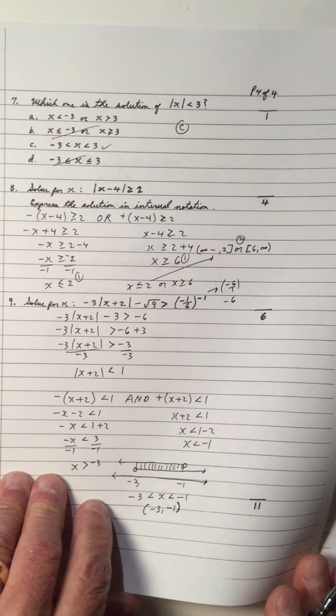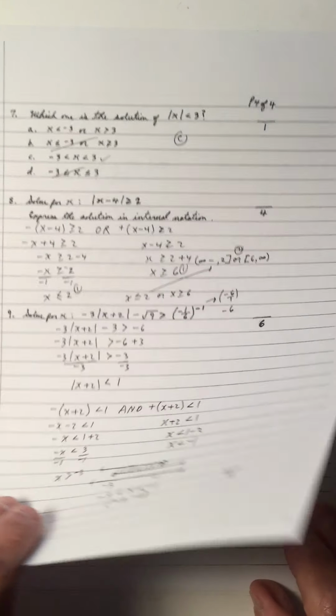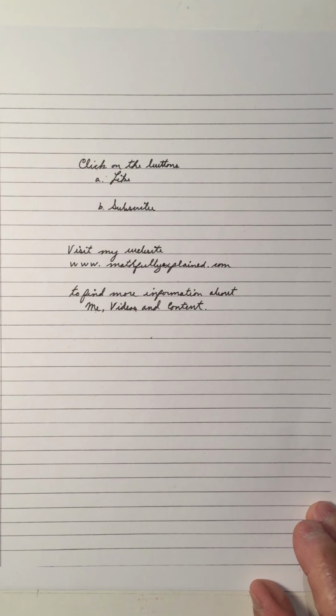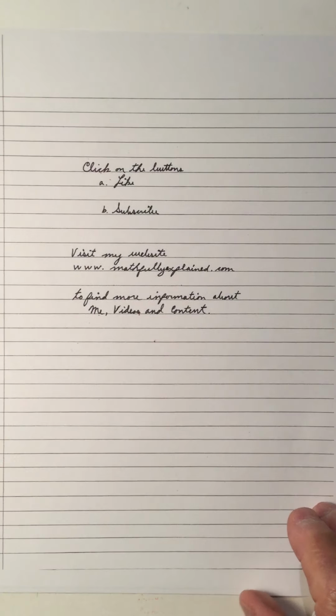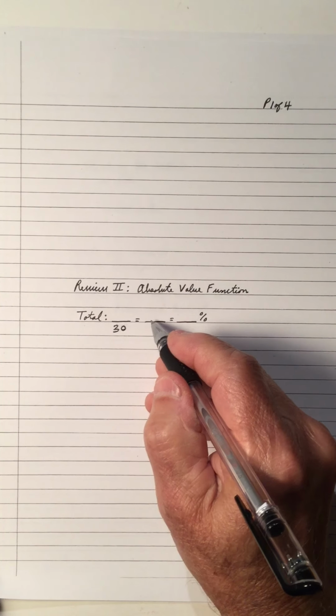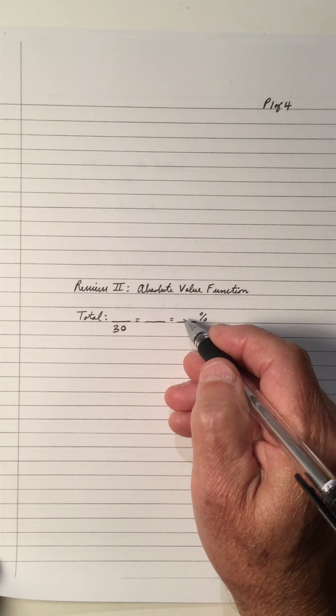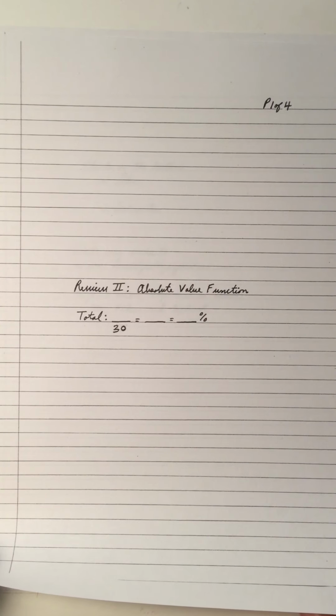And that's 11 points. Add up your score, mark it out of 11. And when you get it finished, go back, total up each page, put it over 30, convert it to a decimal, move your decimal 2 places to the right, and get your percentage. Hopefully you got 100%.